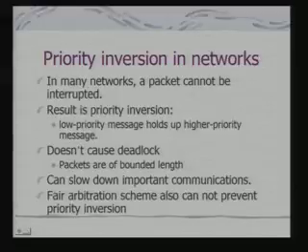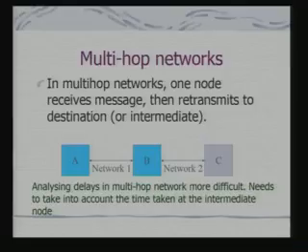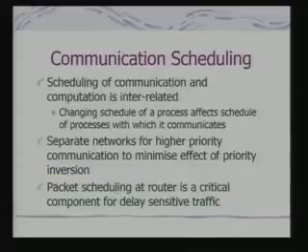Okay. So, that may lead to design of separate networks, a network for higher priority messages, and a network for low priority messages. In case of a multi-hop network, one node receives a message, then retransmits to the destination or an intermediate. Analyzing delays in a multi-hop network is much more difficult and needs to take into account the time taken at intermediate nodes, because the intermediate node, depending on the task, would decide what to schedule and when to schedule. So, we are therefore coming to the problem of communication scheduling.